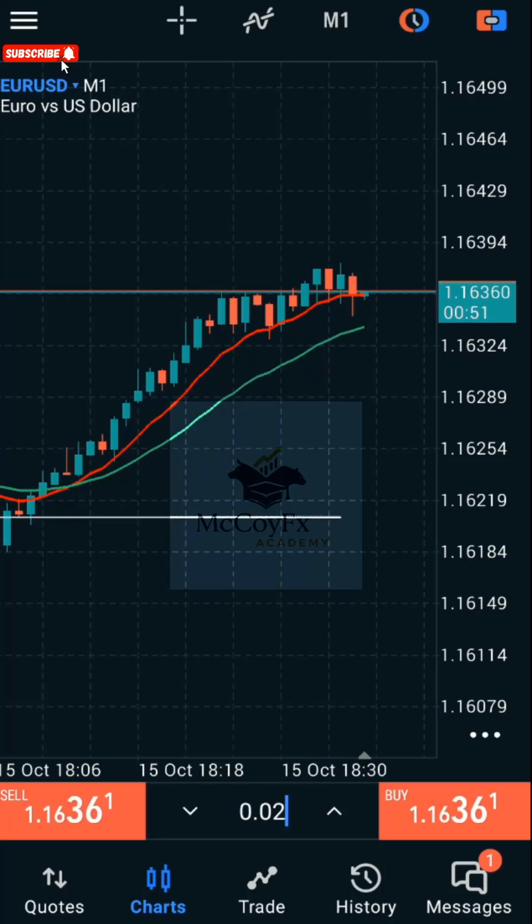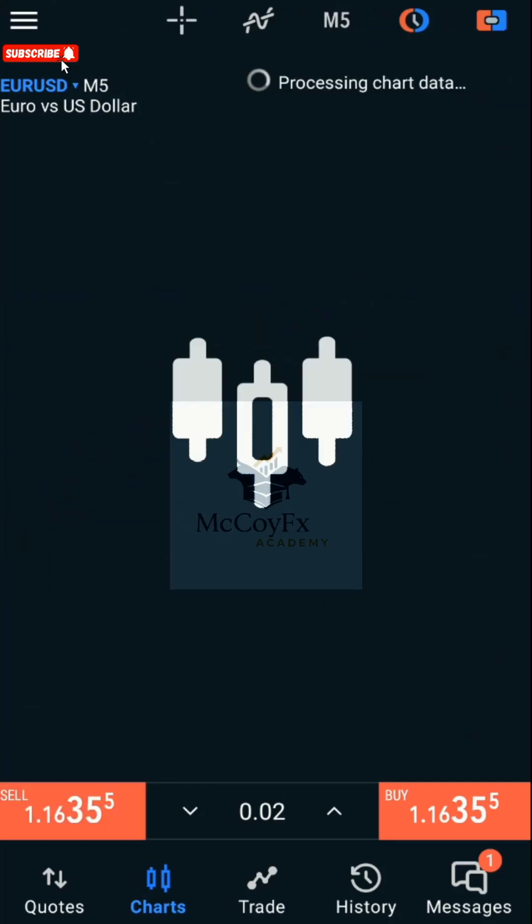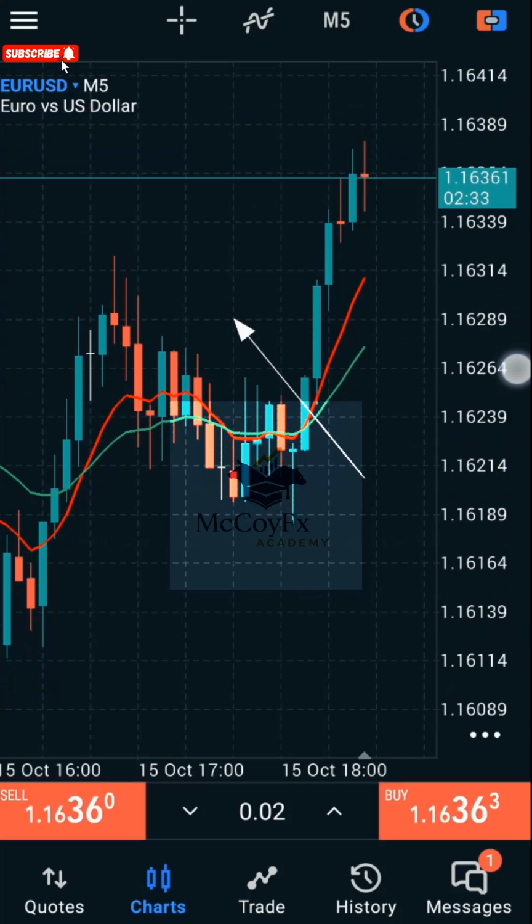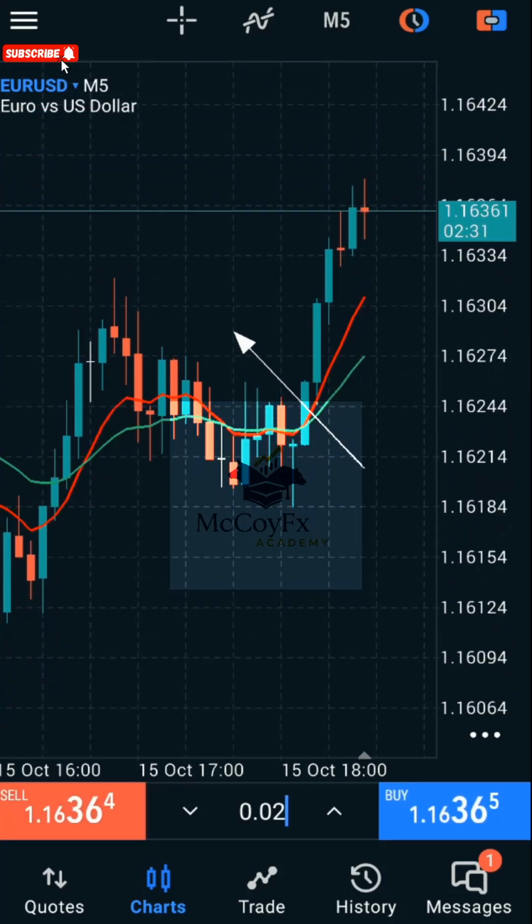You can see after 1 minute it has changed to the next candle. The same way, if you change to the 5 minutes, it will do the same thing. It will have to wait for the 5 minutes before it changes to the next candle. But if we say we are going to wait, it's going to take much time. So you can do that on your MT5 and observe how it works.